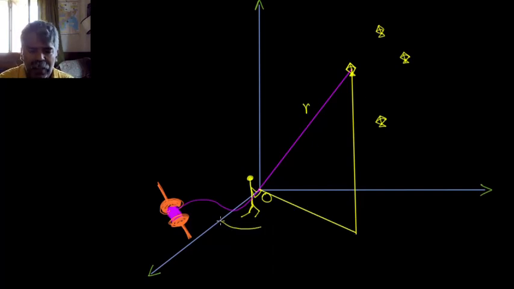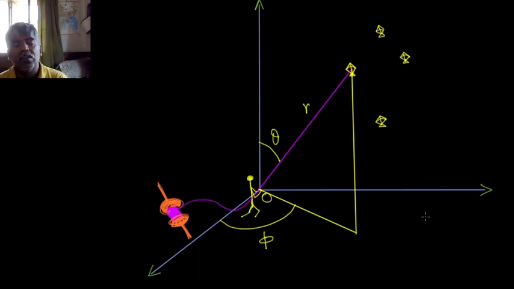This angle is phi, the azimuthal angle, and this angle is theta. That is what it makes with the z-axis. This line is the theta equals 0 line. You better use only spherical polar coordinates while coordinatizing the space.